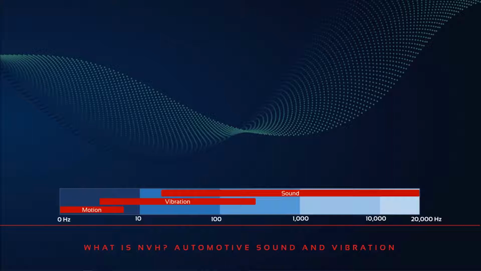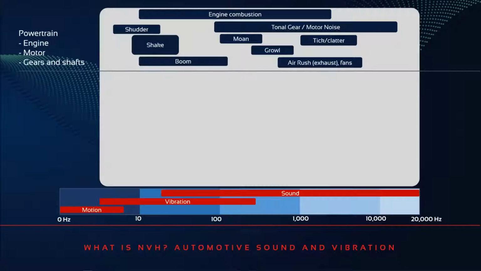The first few slides here will probably look familiar if you've ever been to an NVH Simulator webinar before, but this information bears repeating. First, let's take a quick look at what NVH is. NVH is automotive sound and vibration. This includes powertrain sound and vibration, and you can see some of the typical phenomena here. Boom, shake, growl, tonal noises from gears and motors, and so forth.